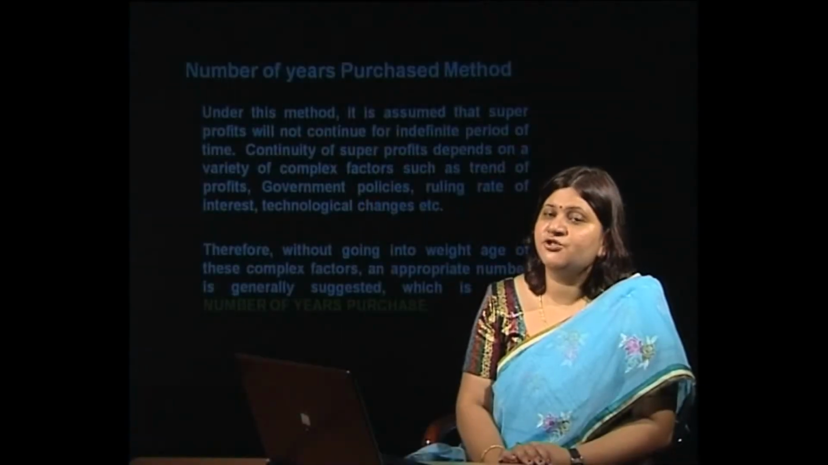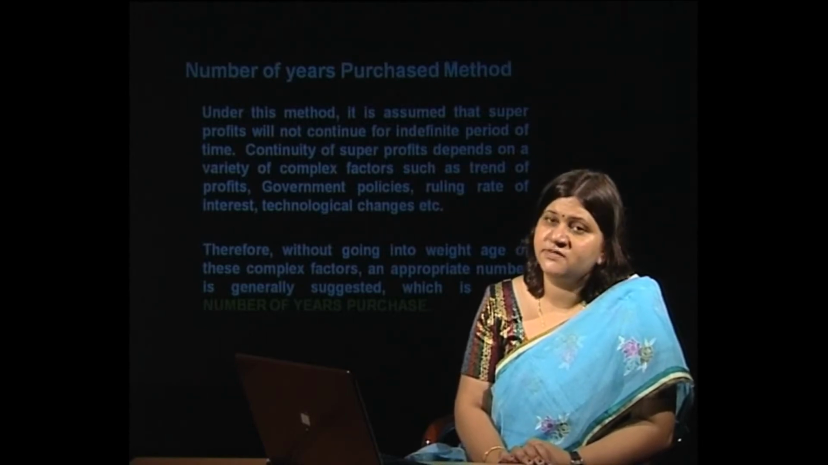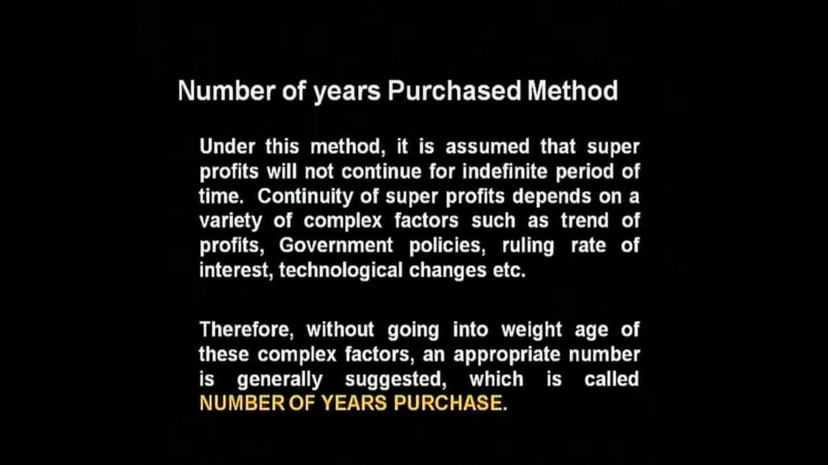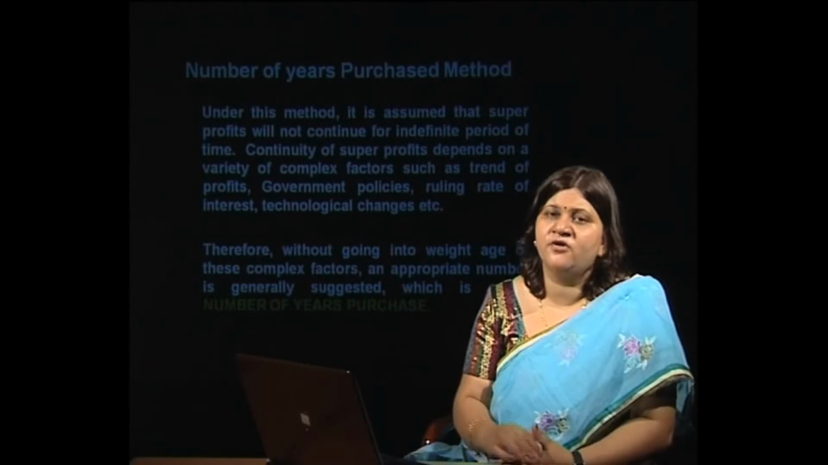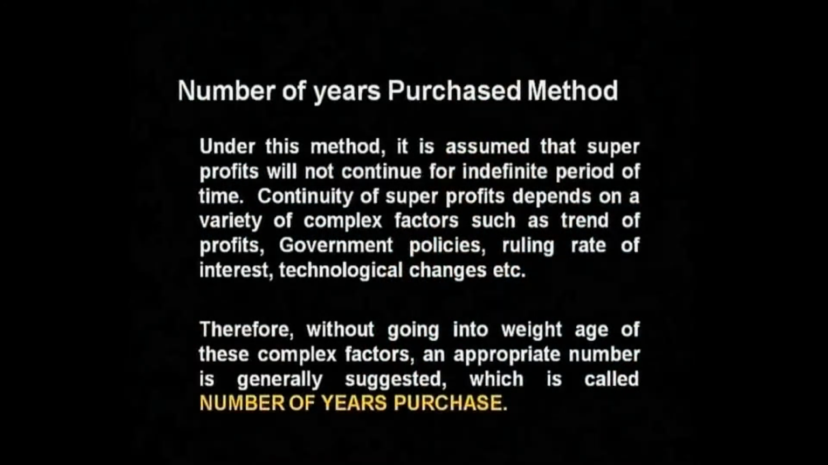Now, another dimension of the super profit method is the computation of goodwill using the number of years purchased method. Under this method, it is assumed that super profits will not continue for an indefinite period of time. That means there is a definite number of years for which we can earn super profits. Continuity of super profit depends upon a variety of complex factors such as trend of profit, government policies, ruling rate of interest, technological changes, and many more. So, super profit is not a peculiar or regular feature of the business entity.